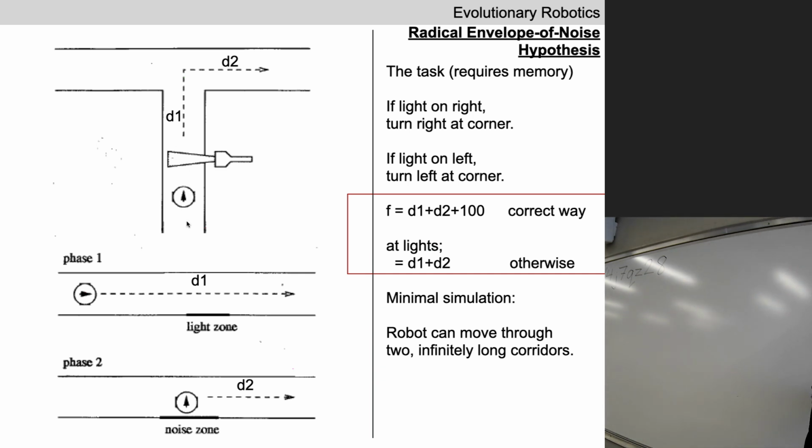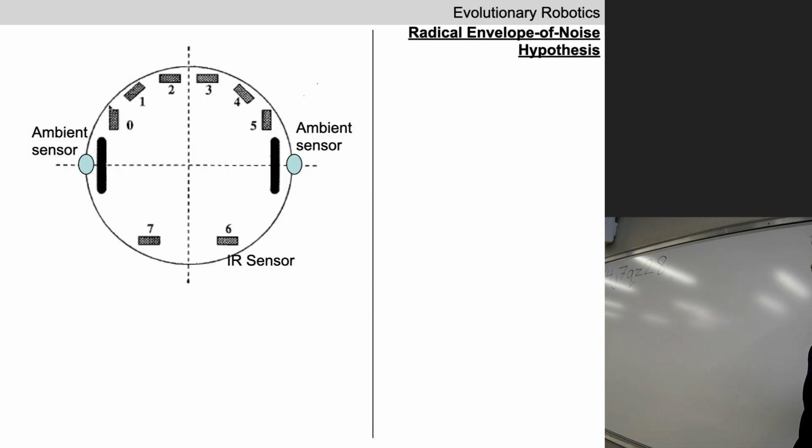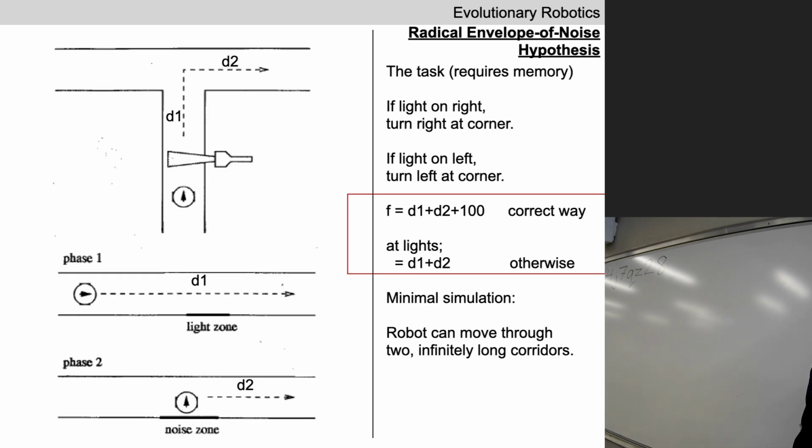Okay. All right, so we're going to evolve controllers for this robot. We've got 10 sensors, 10 sensor neurons. They're wired up with a bunch of synapses to the two motors. I don't remember if there were any hidden neurons in this controller. Doesn't really matter for our purposes. We're going to evolve sets of synaptic weights, and fitness is going to be defined as D1 plus D2 plus 100. Where D1 is how far up the stem of the T the robot goes.